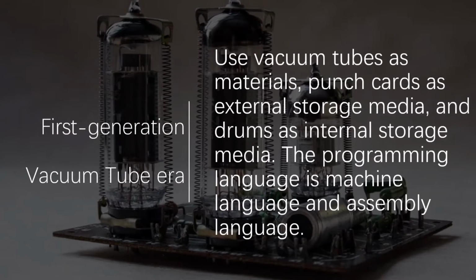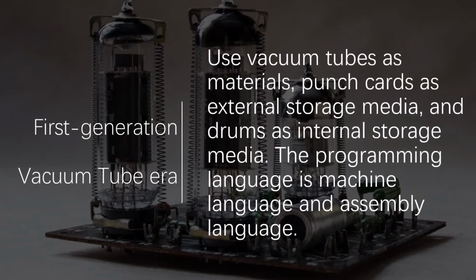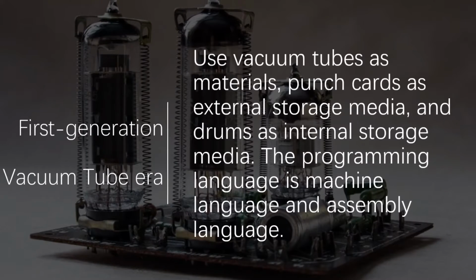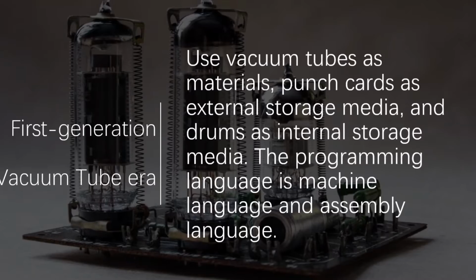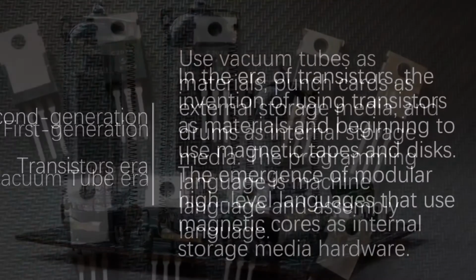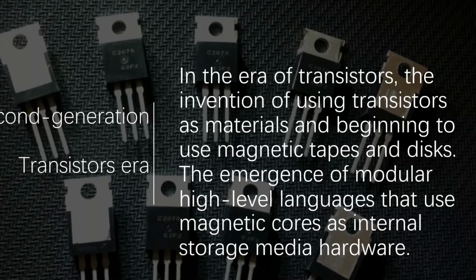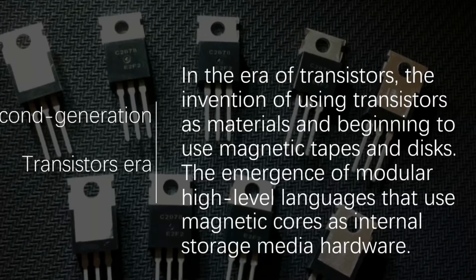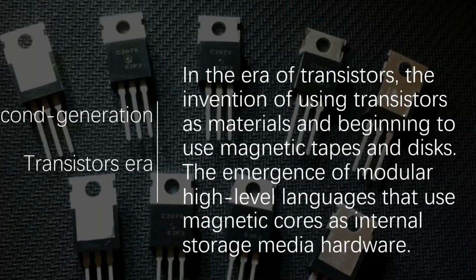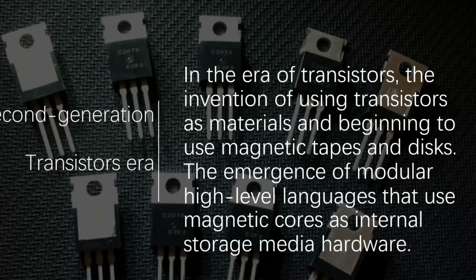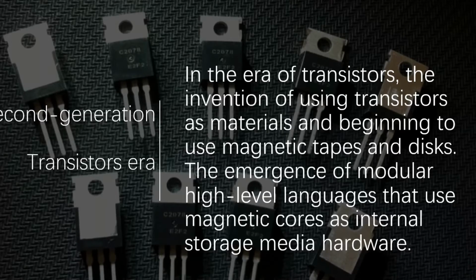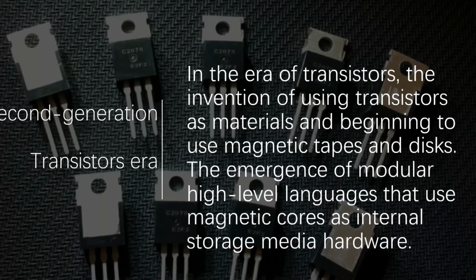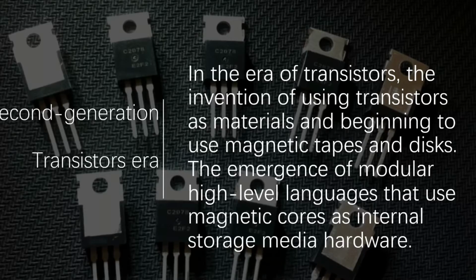In the first generation, the computer used vacuum tubes as components, punch cards as external storage media, and drums as internal storage media. The programming languages were machine language and assembly language. And then we pass to the second generation, the era of transistors, using transistors as components and beginning to use magnetic tapes and disks. The emergence of high-level languages, with magnetic cores as the internal storage hardware.